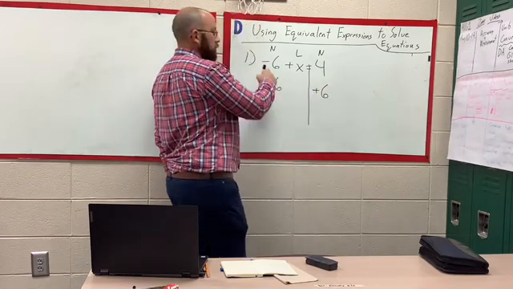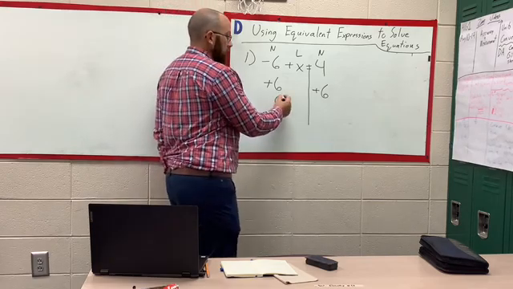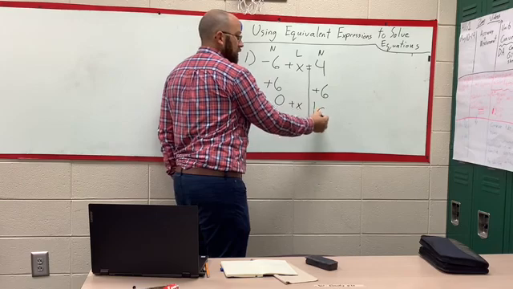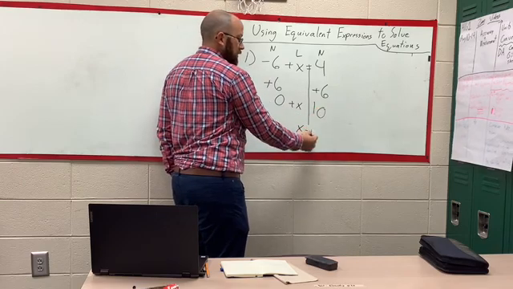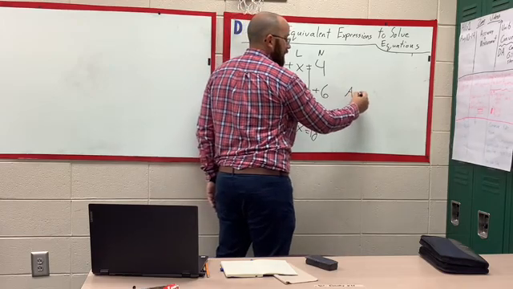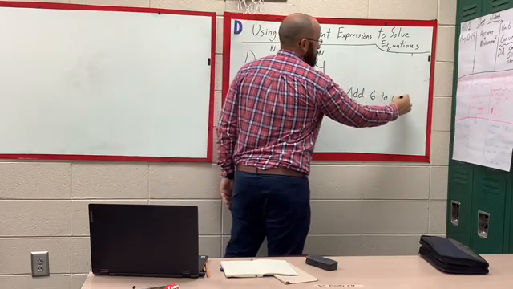All right? So now, what's -6 plus 6? It's 0. And then what's 4 plus 6? 10. So x equals 10. So all we did here was add 6 to both sides.